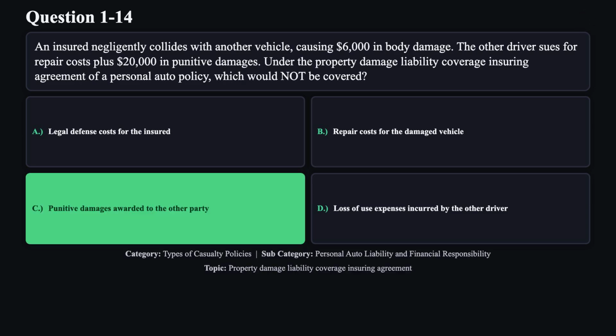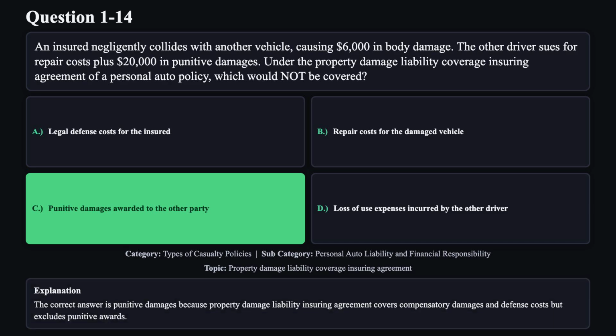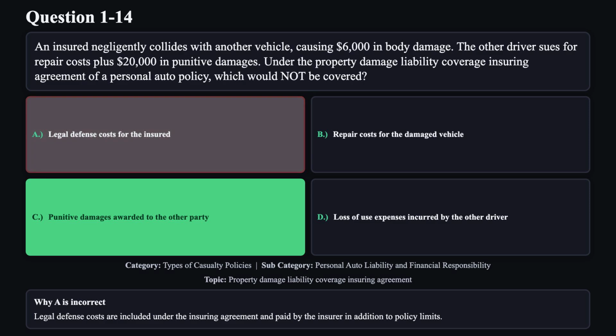The correct answer is C. The correct answer is punitive damages because the property damage liability insuring agreement covers compensatory damages and defense costs but excludes punitive awards. Reason A is not correct. Legal defense costs are included under the insuring agreement and paid by the insurer in addition to policy limits.